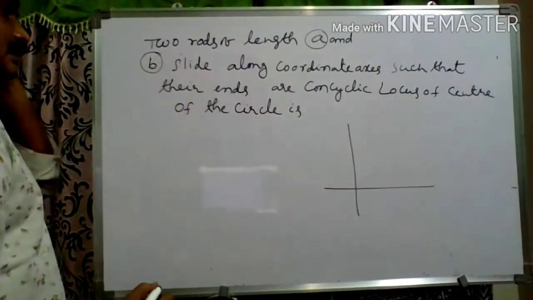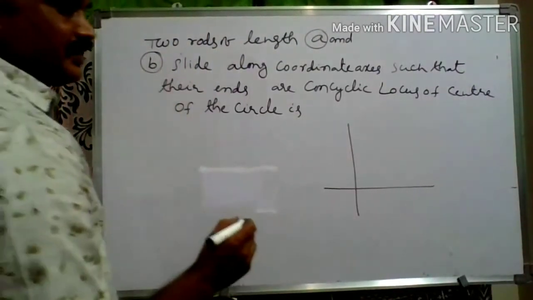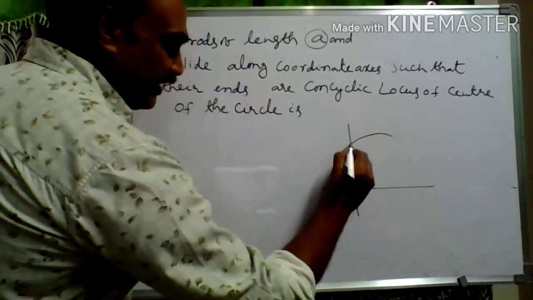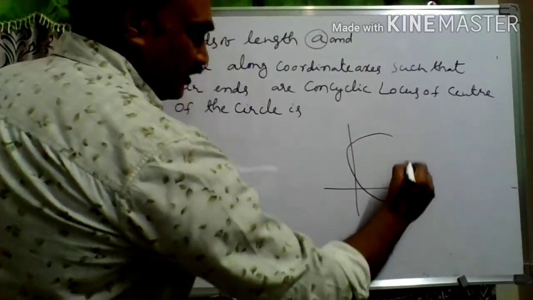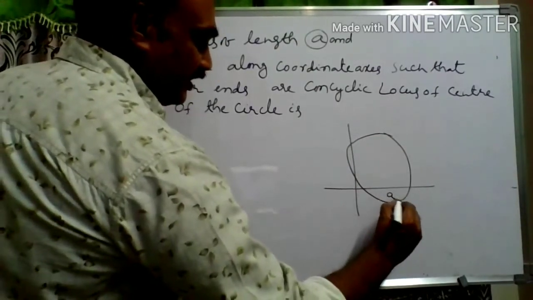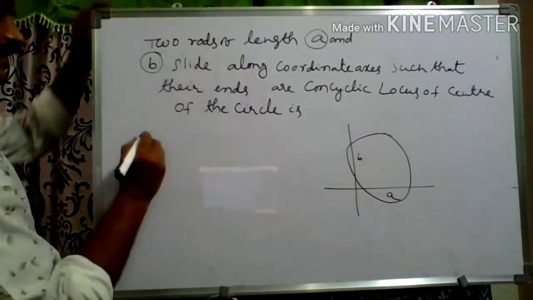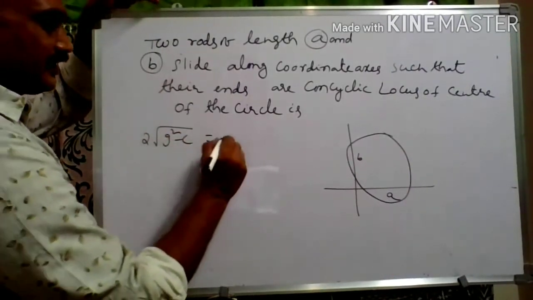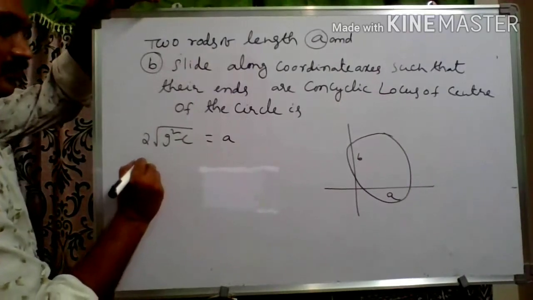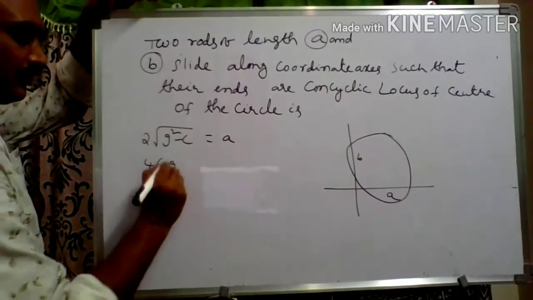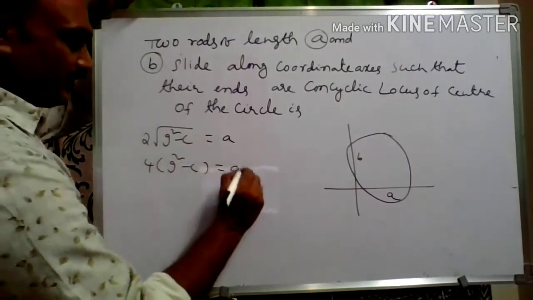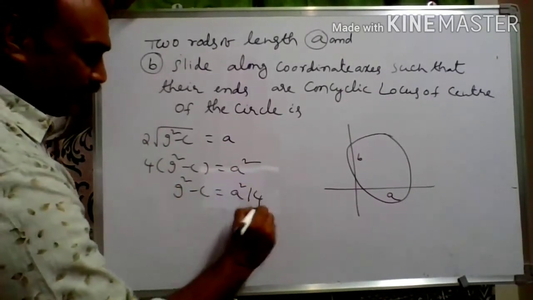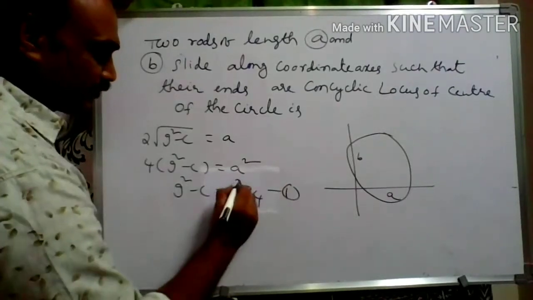Students, here the circle intersects the x-axis and the y-axis. The length on the x-axis is a, and on the y-axis is b. The length of the x-intercept formula is 2 root of g square minus c, which is equal to a. Squaring on both sides, 4 into g square minus c is equal to a square, so g square minus c is equal to a square by 4. This is equation number 1.